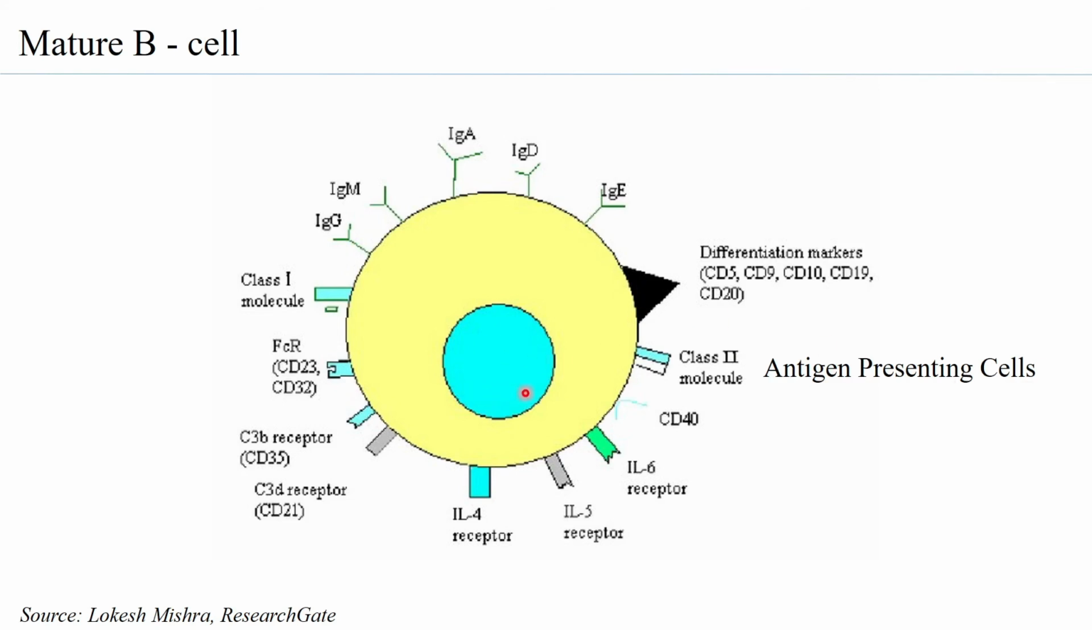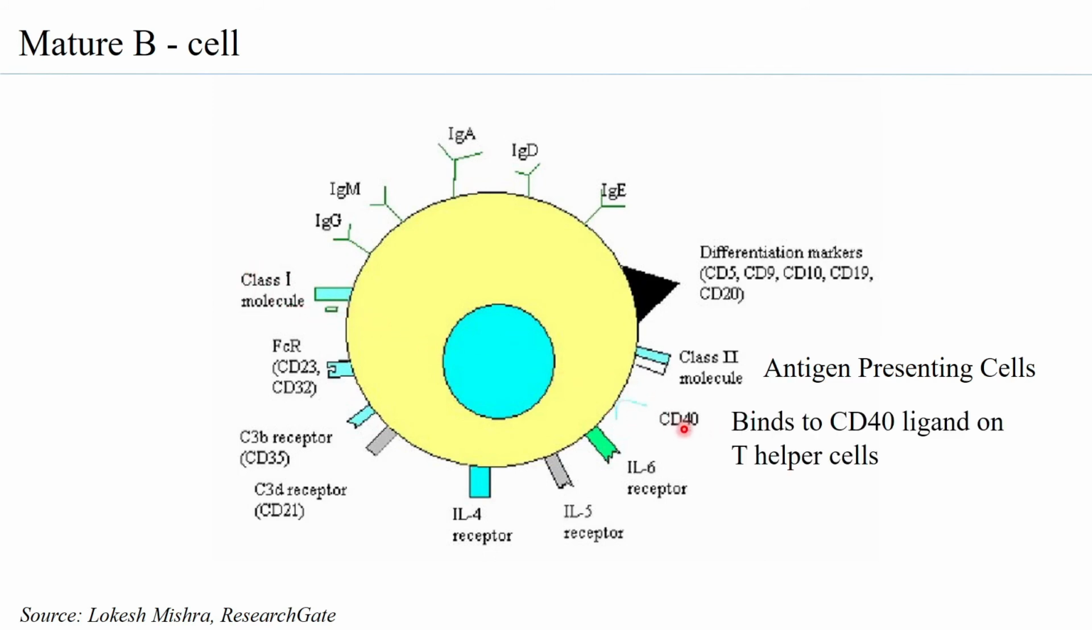Secondly, because it is a nucleated cell, it can also form class 1 MHC molecules. So if the B cell is infected with a virus or an endogenous bacteria, even those can be degraded into smaller fragments, but those are then exhibited on the surface through class 1 MHC molecules.